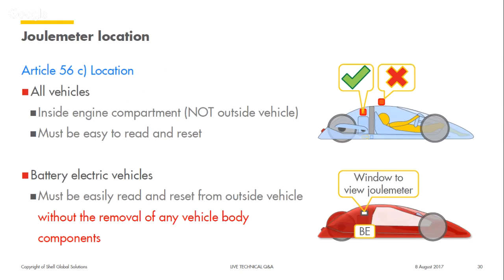So with regard to the geometer locations, please note that you should not install geometers outside of the vehicle body. Okay, they all have to be installed inside the vehicle body. And they must be easy to read and reset. So that means if you put it in your engine compartment, it should be in a place where a technical inspector is able to see and reset the geometer, because there is a small button on the right side of the geometer and we need to be able to access it. So if you install it in such a way that it cannot be accessed, then we will ask you to reconfigure it.